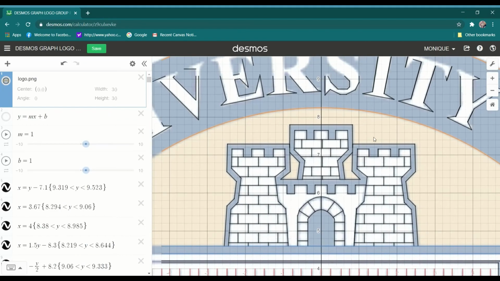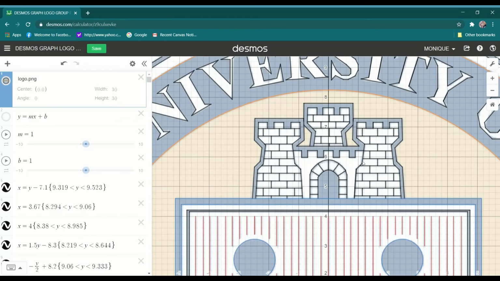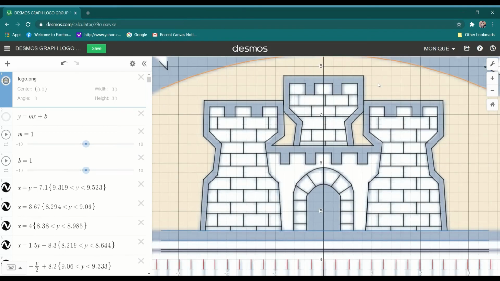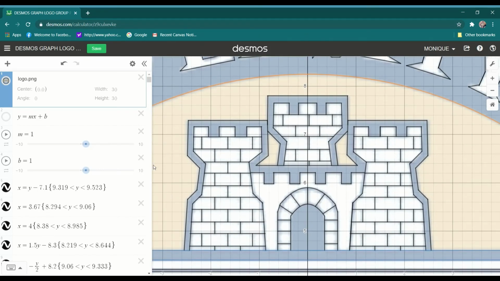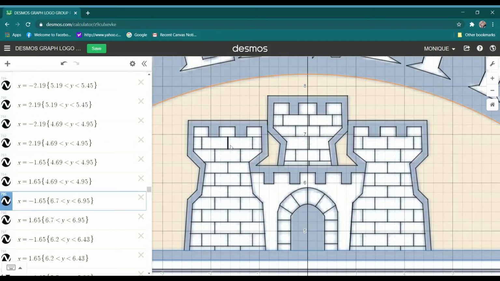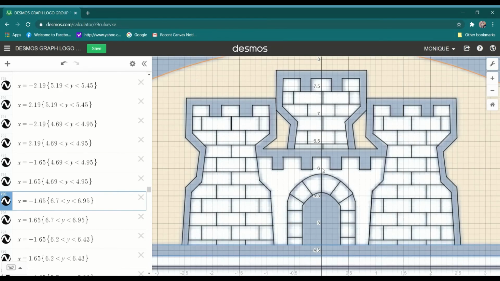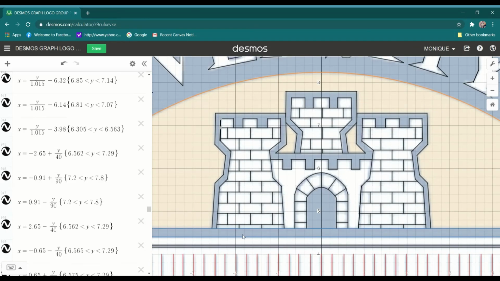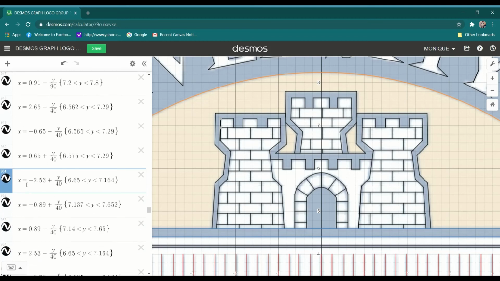So here is the castle part in the logo. I will show you how I made this. First is this part. Most of the equations here are straight lines and horizontal lines. So for example, this part is x equals negative 1.65. So it's basically x equals just a value. Here in this part it is actually a linear equation. So the equation is x equals negative 2.53 plus y over 40.